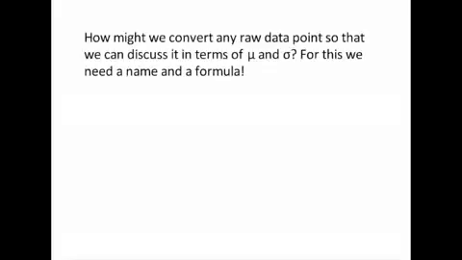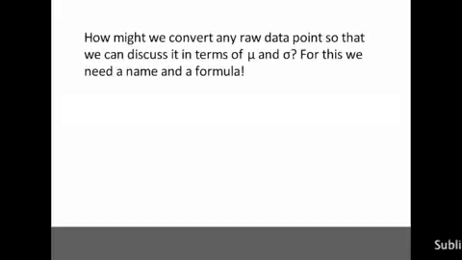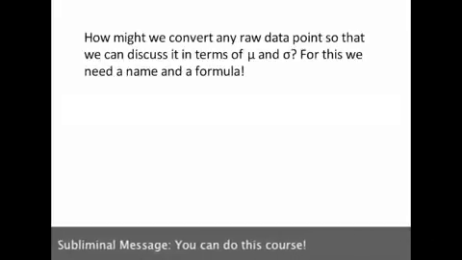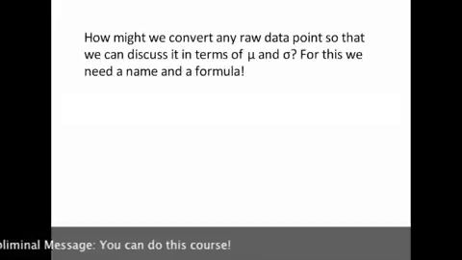Well, one of the things we might ask ourselves is how do we convert any raw data point so that we can discuss it in terms of mu and sigma, remembering that mu is the mean and sigma is the standard deviation. Now, in that last one, we were able to look at the picture. Well, you know, that's good and that's bad. I love the picture. It's easy to read that picture, but for some data, the picture is just not very nice. For this, we're going to need a name and a formula.